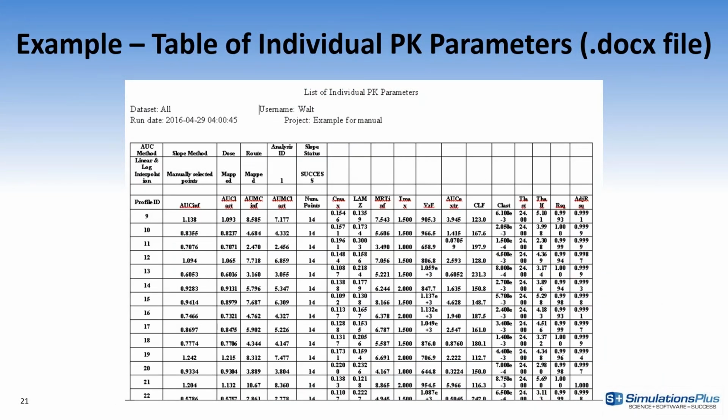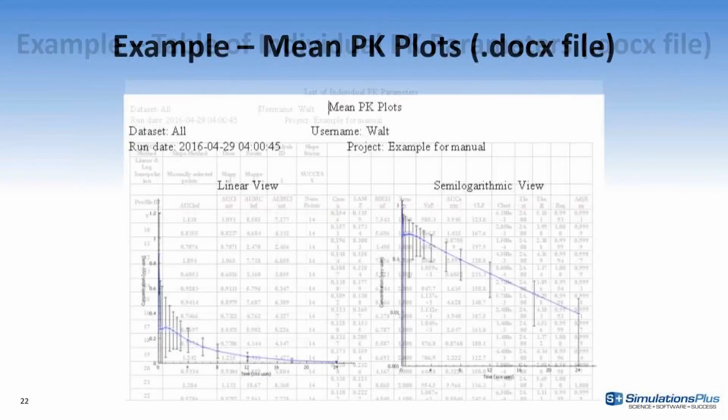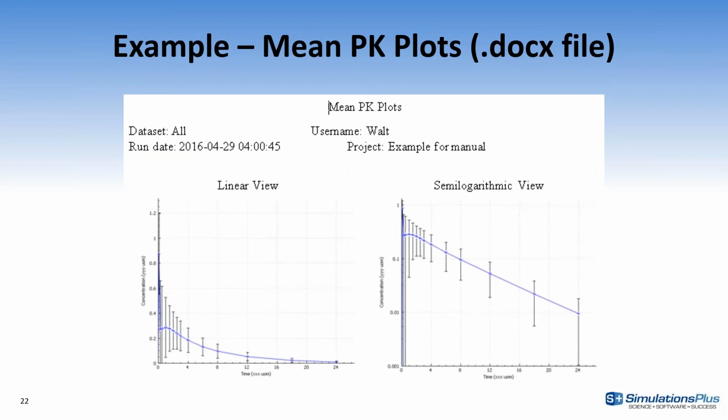Here is an example table, a list of individual PK parameters as spit out into a docx file. Here is an example of some plots as well that are going to come out as far as a standard table and figure listing. Mark will show some of the improved auto reporting, some of the plots and the tables as we go through the demonstration. You can see some of the different views that you can get of your data within a very quick amount of time.